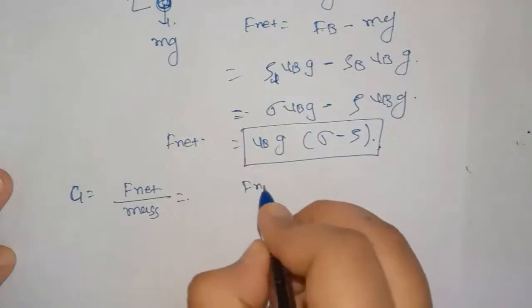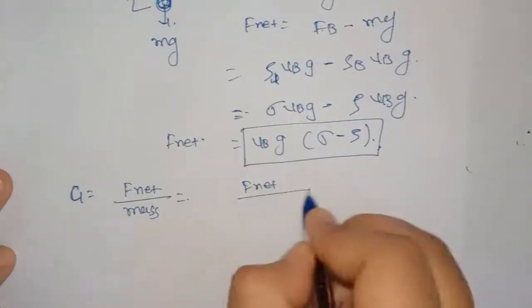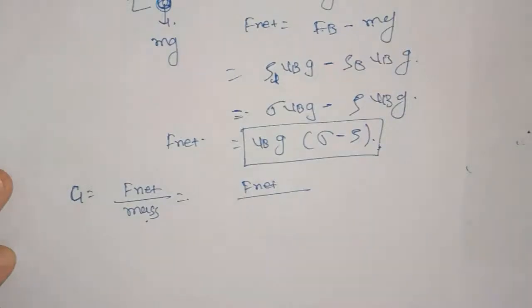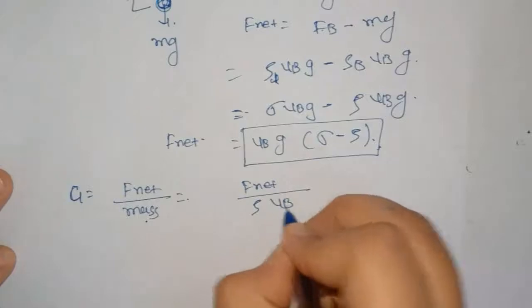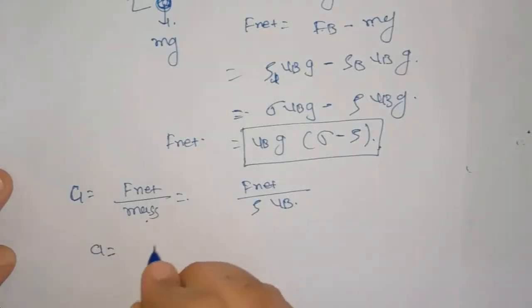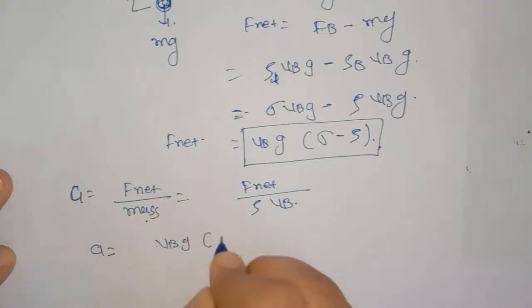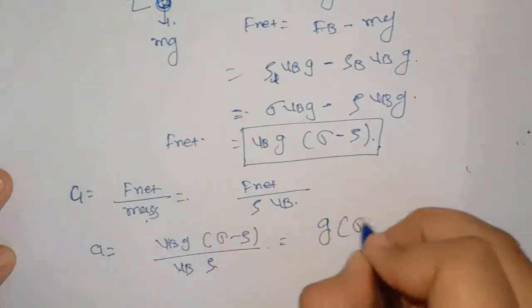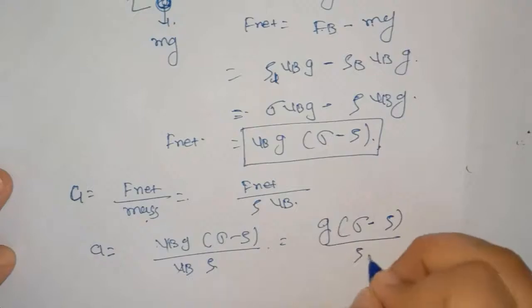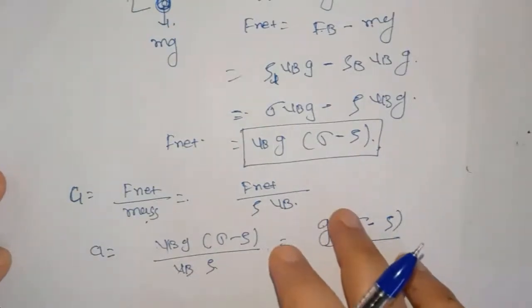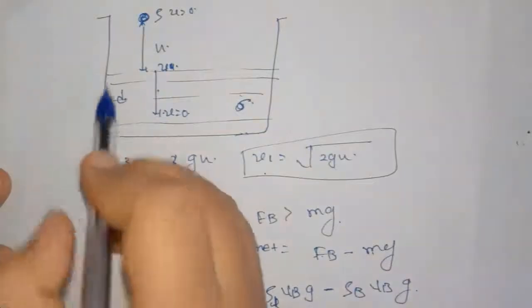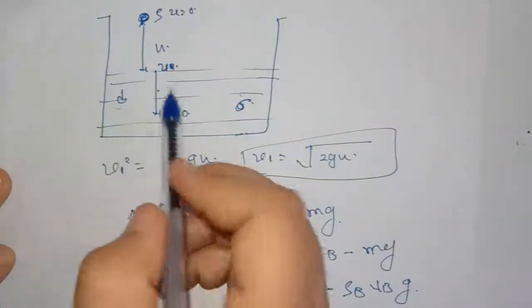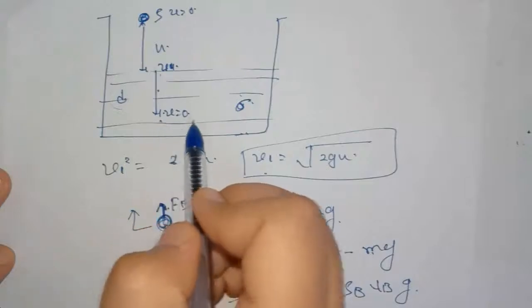So F net upon mass. Mass can be written as density into volume. Density of body is rho into Vb. So retardation will be Vb g into sigma minus rho divided by Vb into rho. This Vb will get cancelled out. So g into sigma minus rho divided by rho is the net acceleration. Now let us say it is going up to maximum depth d. So after reaching depth d, its velocity will be 0.